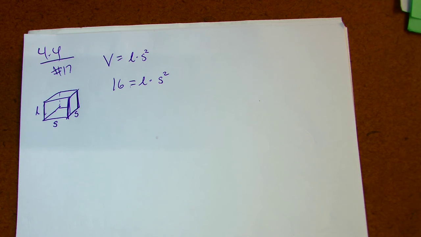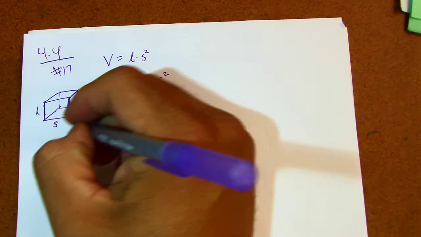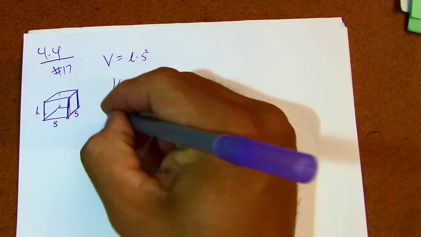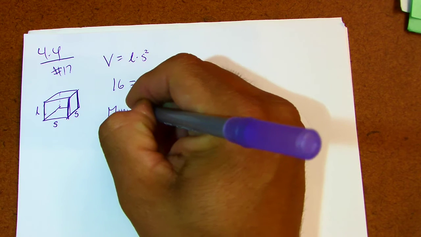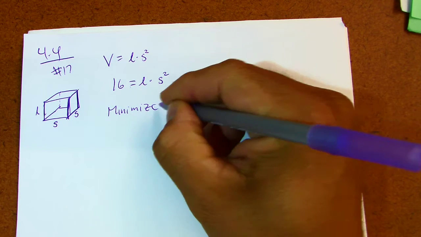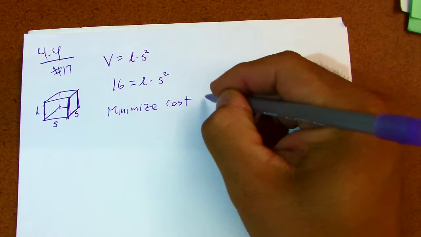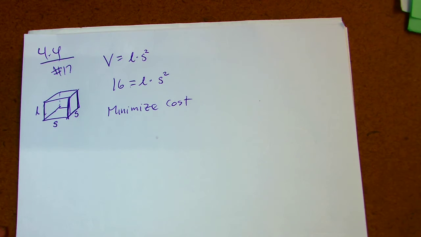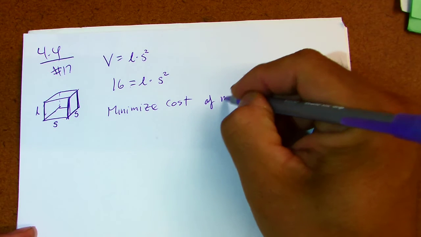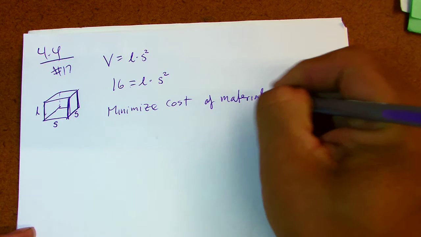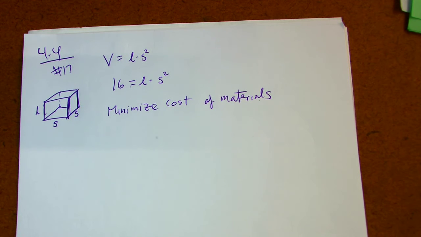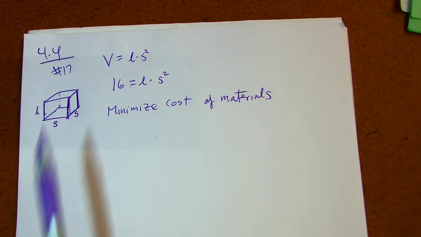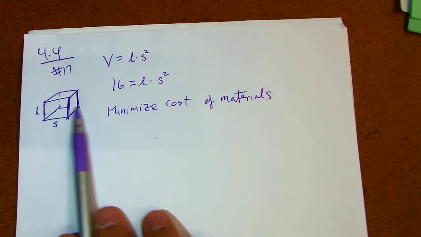All right. And now we want to think of here, we want to minimize cost of materials. Now, notice when they say this, minimize the cost of the materials, what that means in terms of the application is we're looking at the surface area.